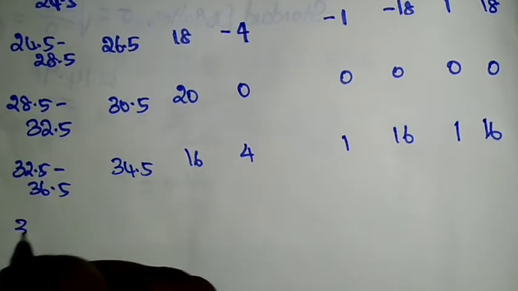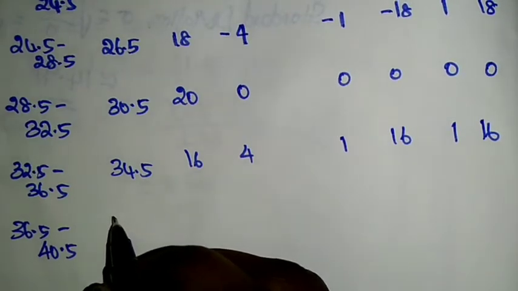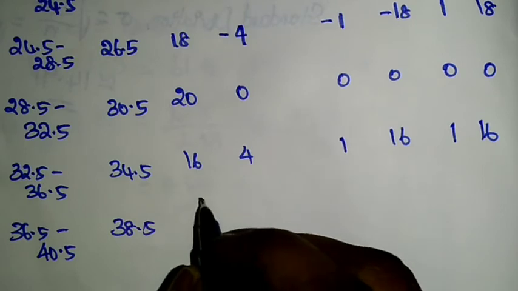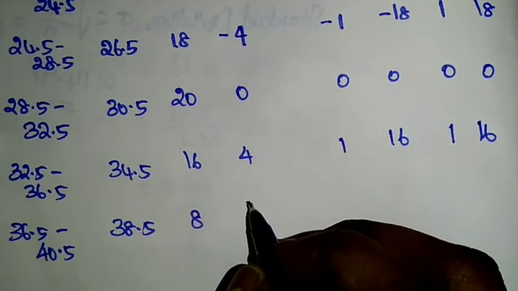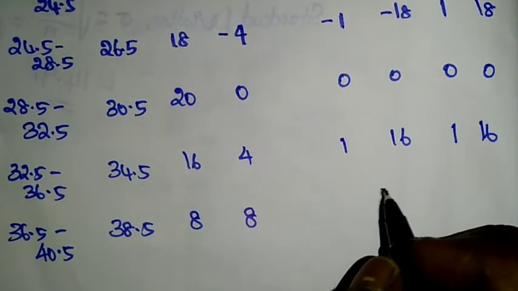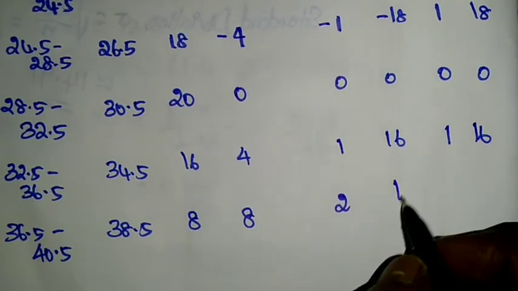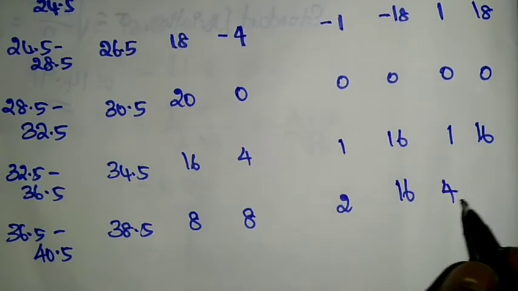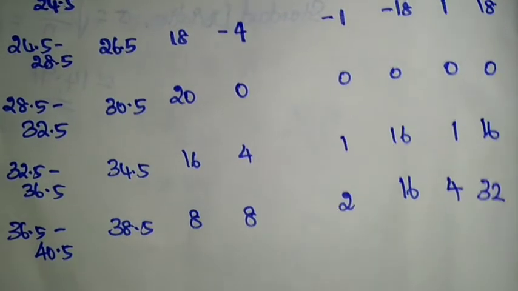Now 36.5 to 40.5. Here the middle value is 38.5. Here the difference is 8 and the number of plates is 8. So 8 by 4 gives 2. So 8 2s are 16 and di square is 2 2s are 4. So 8 4s are 32.